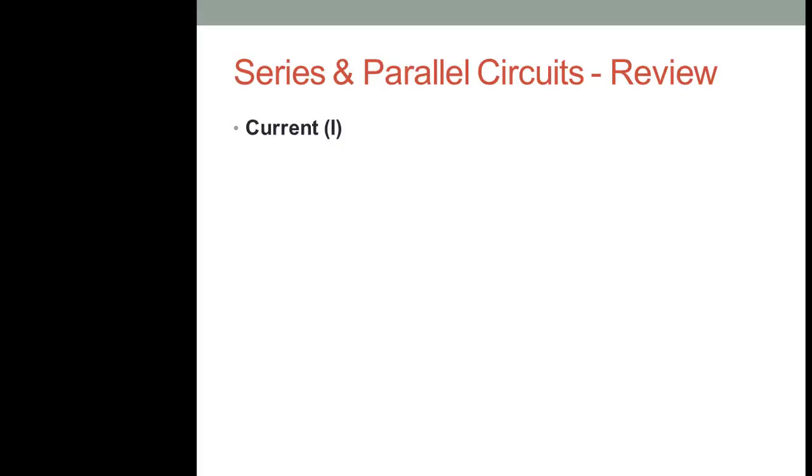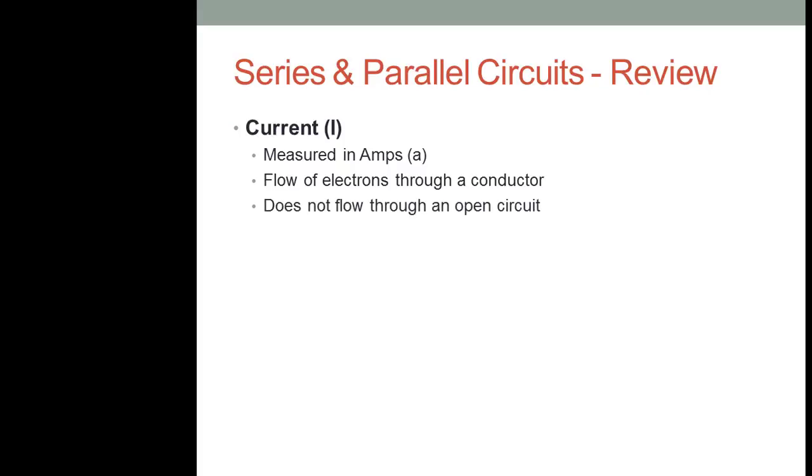The second component is current, and this is represented with a capital I in the Ohm's law equation. Current is measured in amps, and we designate that with a small a. And current is the flow of electrons through a conductor. So it's the actual flow of electrons. It does not flow through an open circuit.